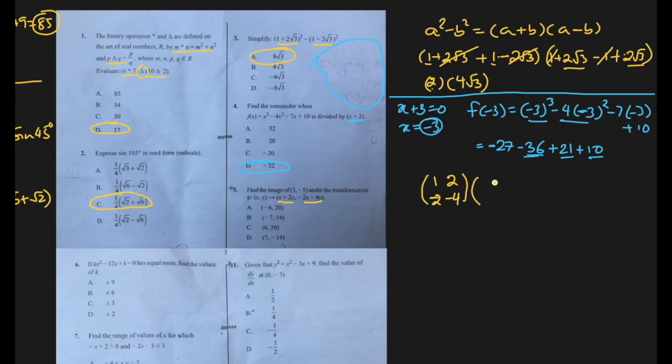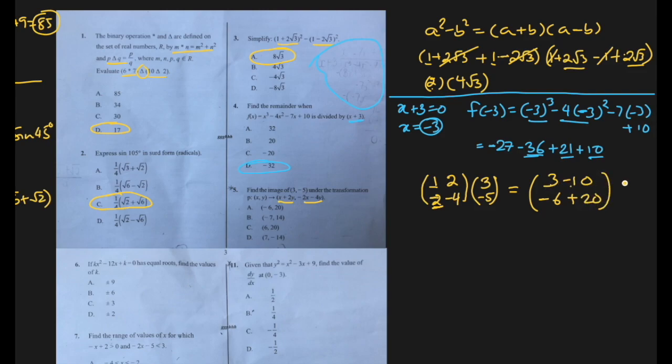Okay, and now in place of xy, we will write the point (3, -5). Let's see what it gives us. 1 times 3 is 3. 2 times negative 5 is negative 10. Then negative 2 times 3 is negative 6. And negative 4 times negative 5 is positive 20.